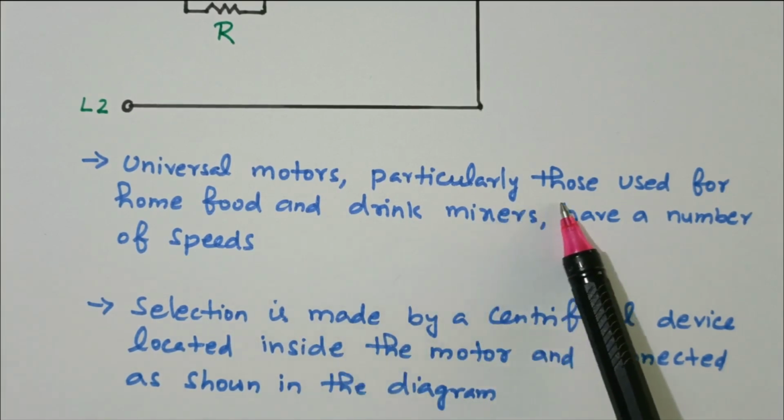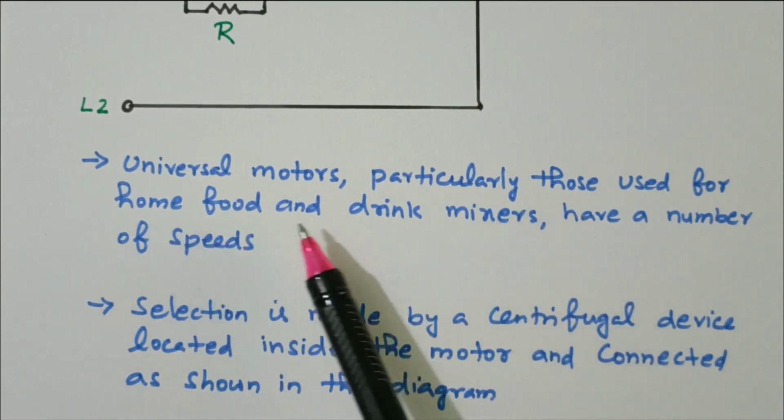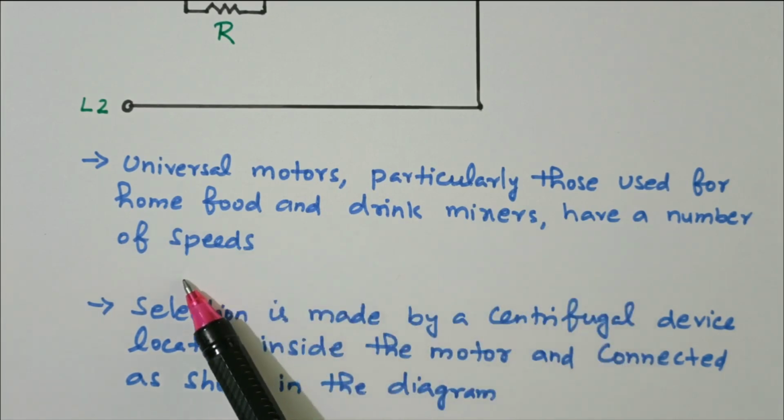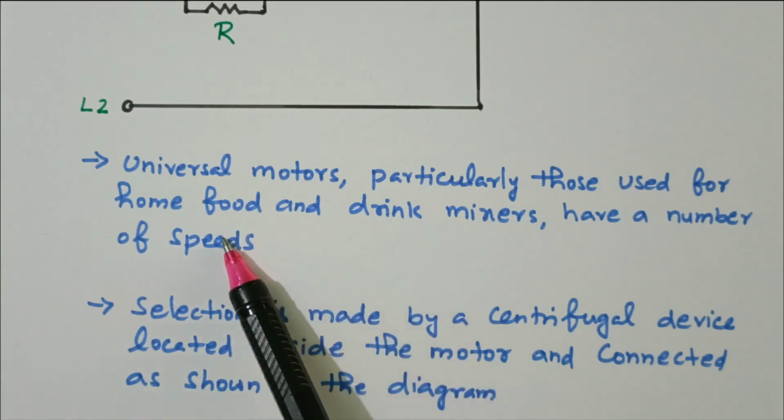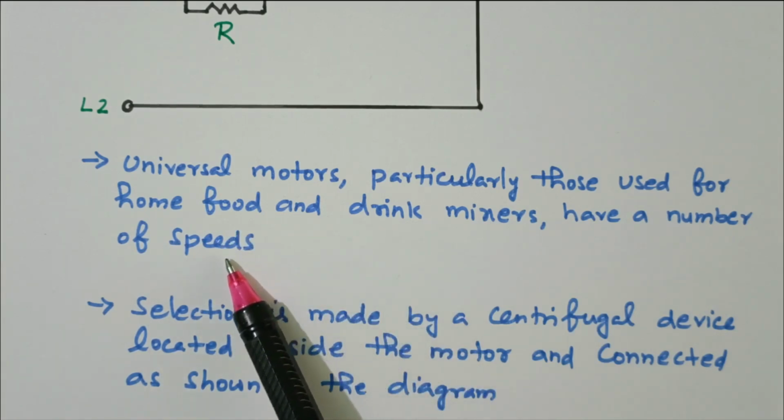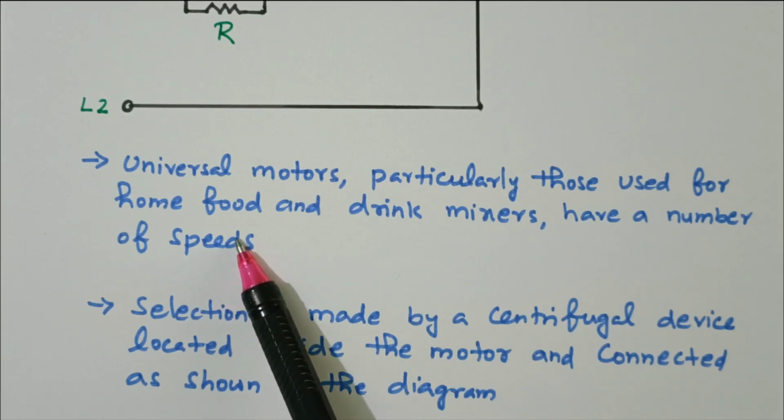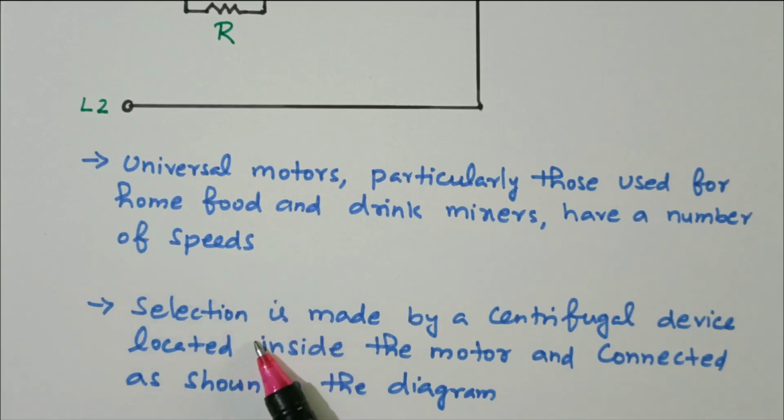Universal motors, particularly those used for home food and drink mixers, have a number of speeds. For drink mixing and food mixing, we need a high speed and different levels of speed. Initially we need less speed, then we need more speed. For that purpose we can use the external lever, by which we can close or open the switch. Selection is made by the centrifugal device located inside the motor and connected as shown in the diagram. So the centrifugal switch can be closed or open according to our requirement. Now we'll see further detail.